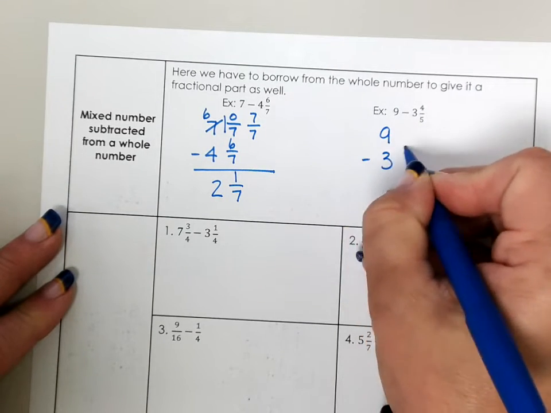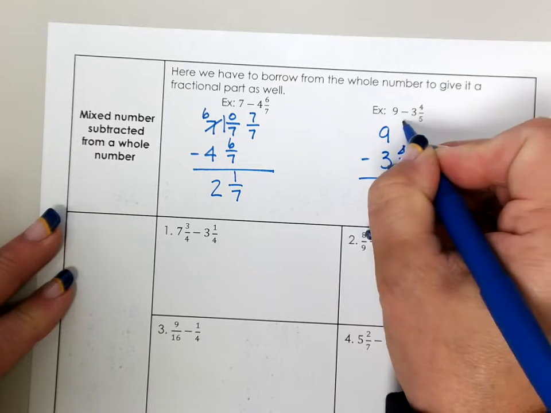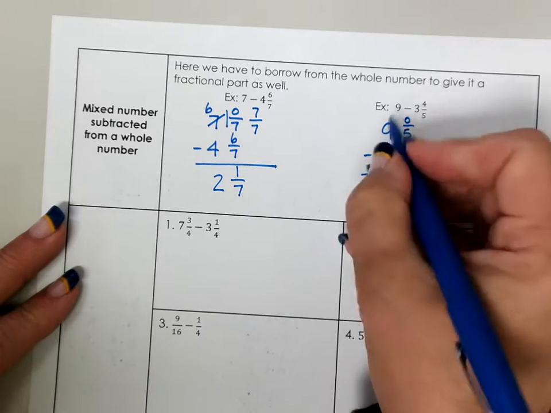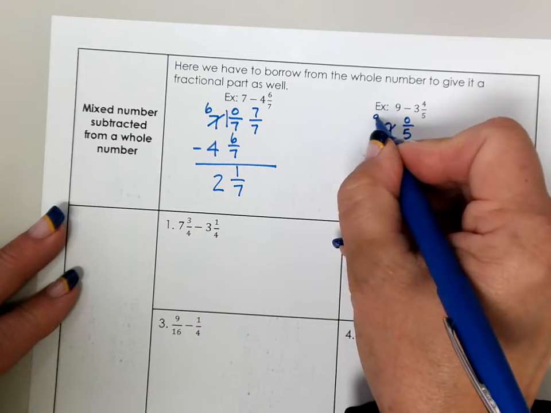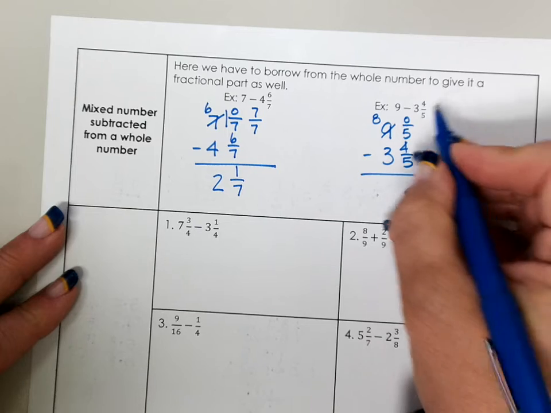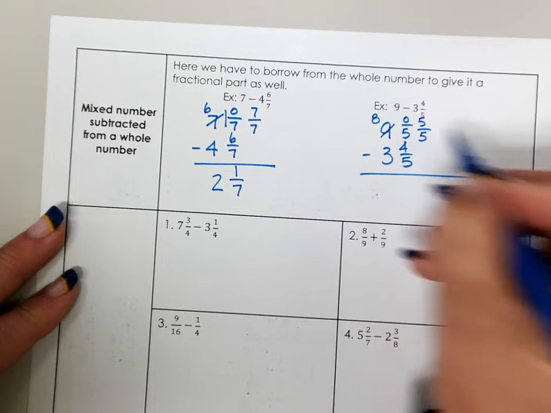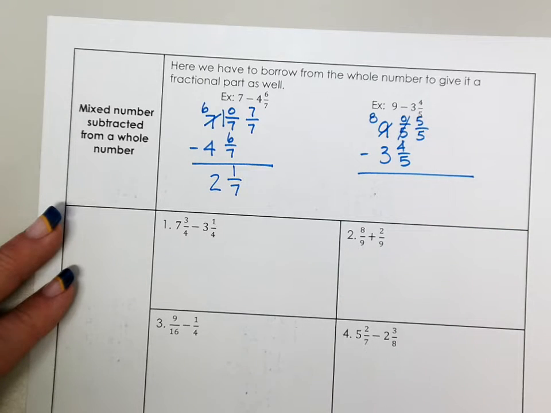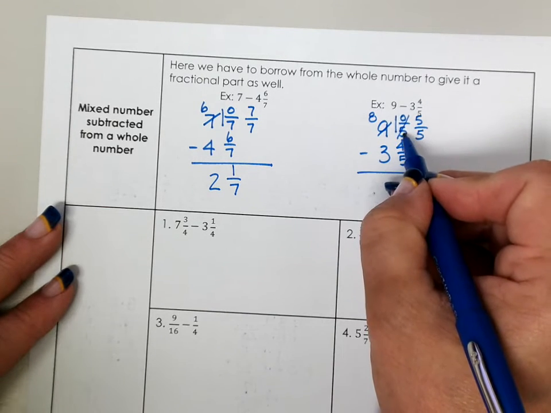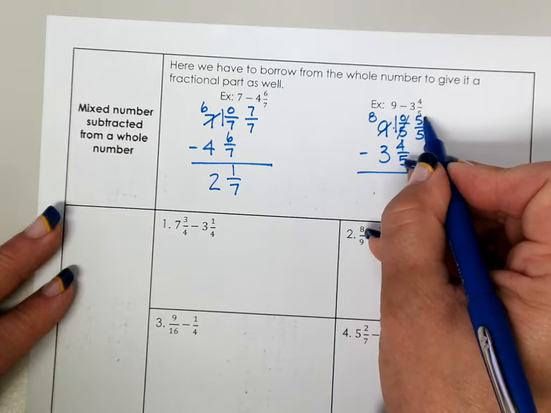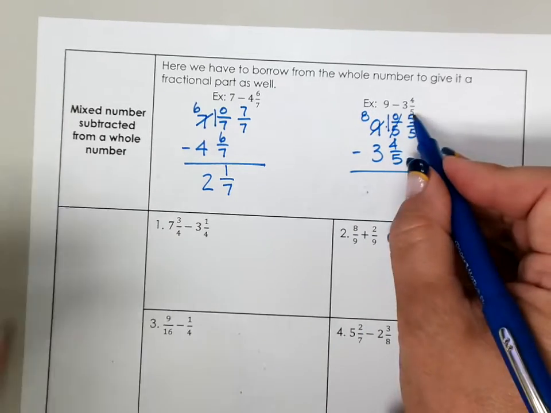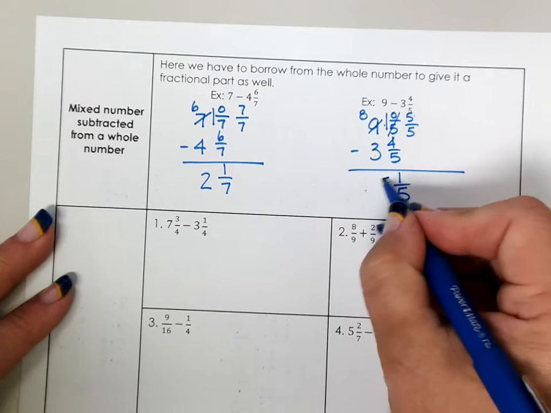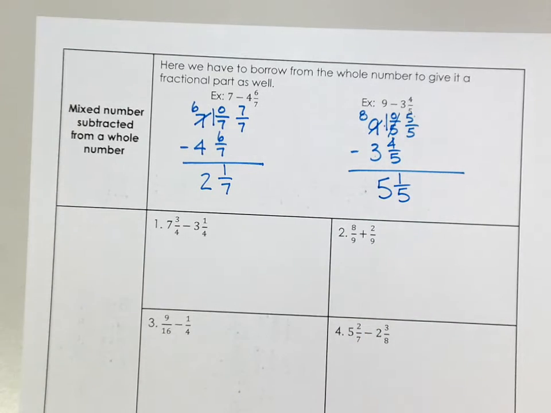9 minus 3 and 4/5. So remember, that's like a 0/5, okay? Keep the denominators the same. Since that top one's smaller, I'm going to borrow one whole. That one whole that you borrow is the same as 5/5, okay? So this is no longer here, it's now 5/5. Or you could put the 1 here and say 5 times 1 is 5, plus 0 is 5. Same thing. 5 minus 4 is 1/5. 8 minus 3 is 5. Okay?